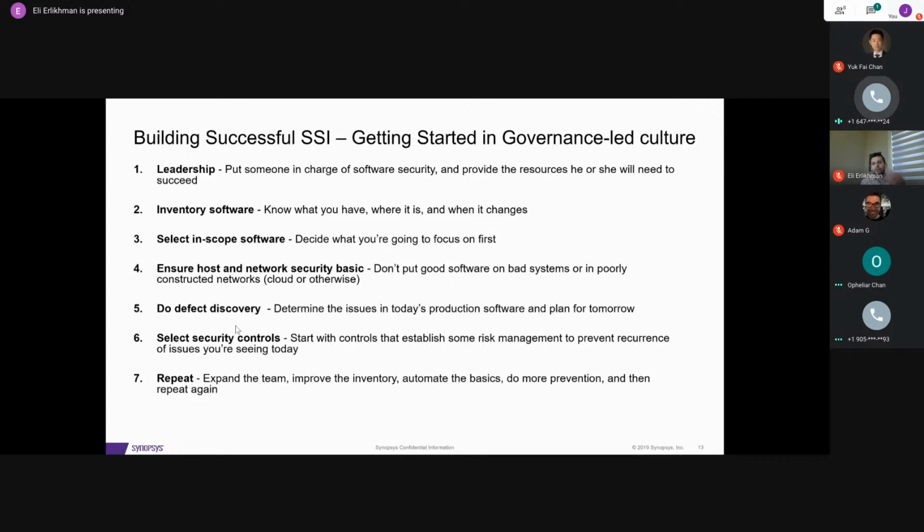This is your phase one, and then you're gonna repeat. You're gonna probably hire more people. You're gonna improve your inventory. You're gonna start automating things as much as possible. The less humans do repetitive tasks, the better. You're probably gonna expand your scope, and you're gonna expand which defect activities you do. And then you repeat again until you're ready to mature your capabilities. Okay.